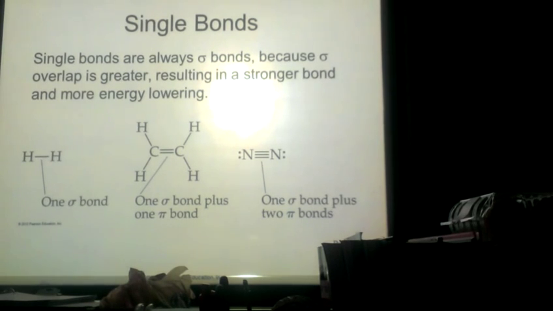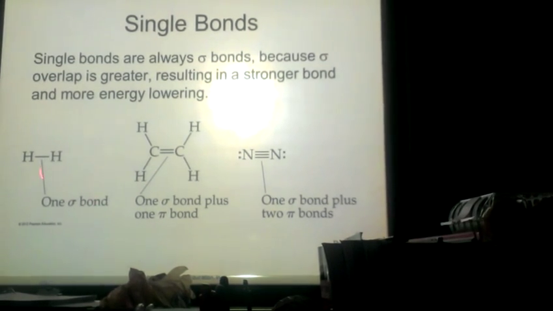Okay, so how can I determine if something has a sigma bond or a pi bond? Single bonds are always sigma bonds, because I have to have some type of head-to-head overlap for a single bond. There are some exceptions, so maybe I shouldn't say always, but for us in AP Chemistry, they are always going to be sigma bonds. A double bond consists of one sigma bond and one pi bond. A triple bond consists of one sigma bond and two pi bonds, okay?